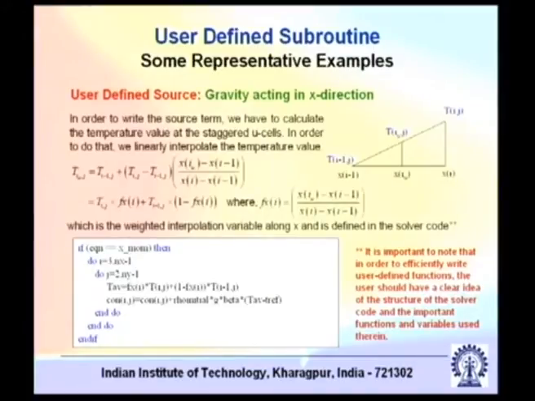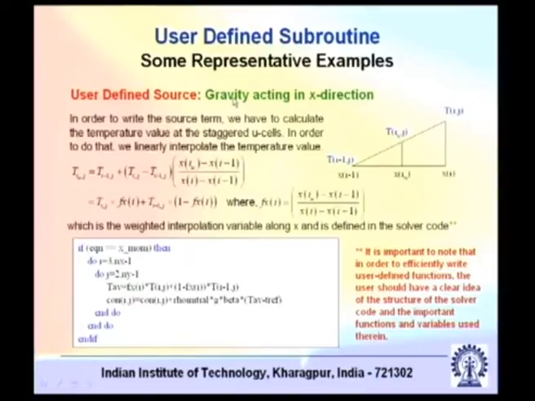Let us consider that you require a gravity acting in x direction. Let us say that your code has gravity acting along y direction. Now, you have to implement gravity acting along x direction. Of course, you can swap x and y if you want, but if you want to implement it by yourself, let us say your code has no provision of implementing a gravity source term and you want to implement that.